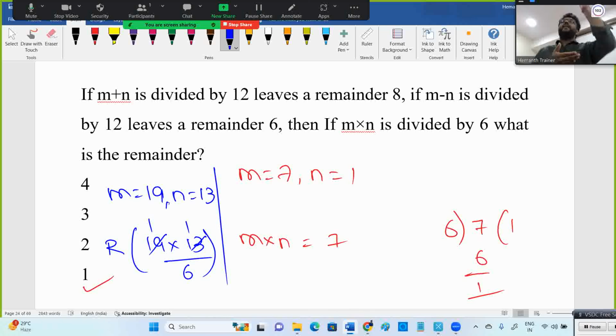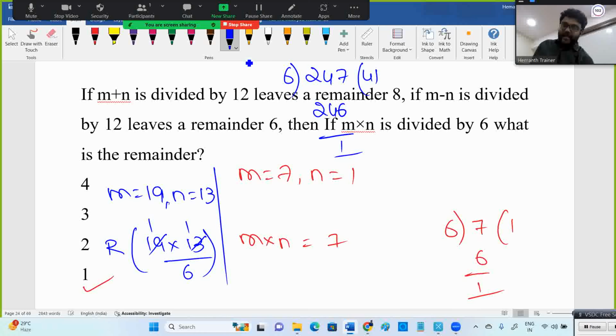Or else, you can try 19 into 13. 19 into 13 is 190 plus 57, which means 247. If you do 247 divided by 6, 41 times is 246. What is the remainder? 1 only. 19 into 13 is what? 247, I am claiming. You can do it like that, the remainder is 1 only.